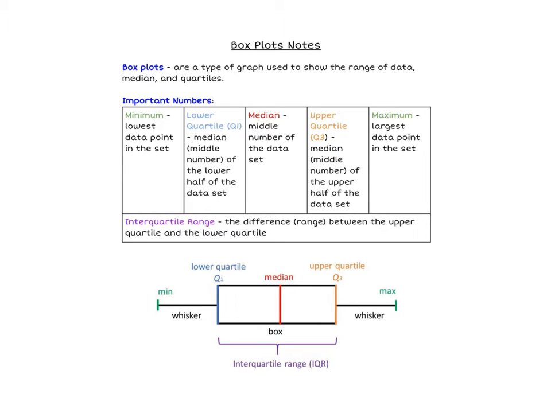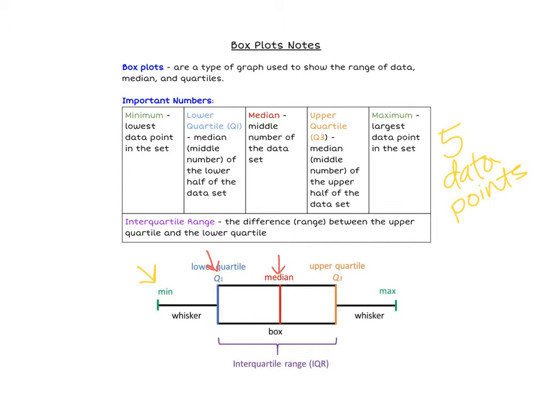So there are 5 data points that get shown in this box plot. There is the minimum, which is the lowest point in the set of data. There is the lower quartile, which is the median or the middle number of the lower half of the set of data. Then there's the median, which you all know how to find the median.